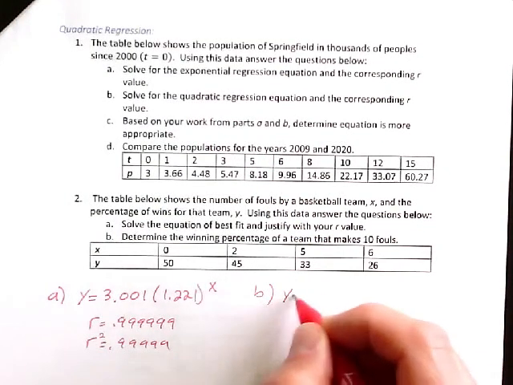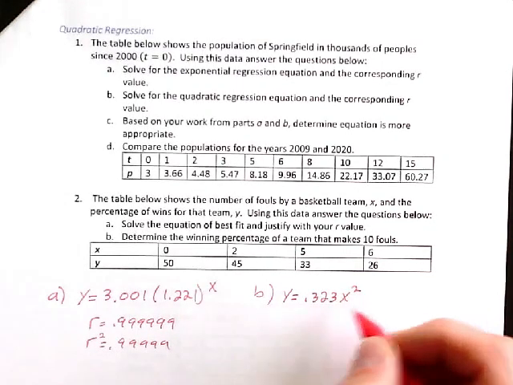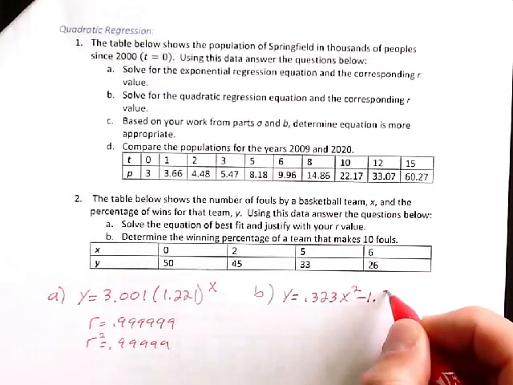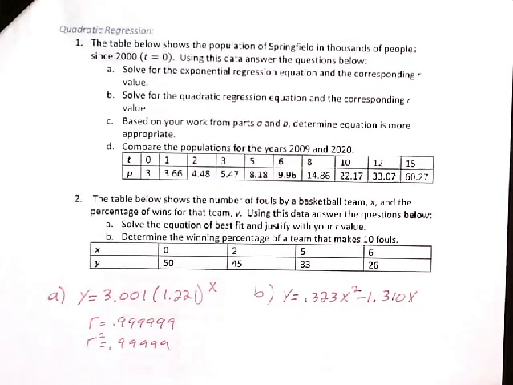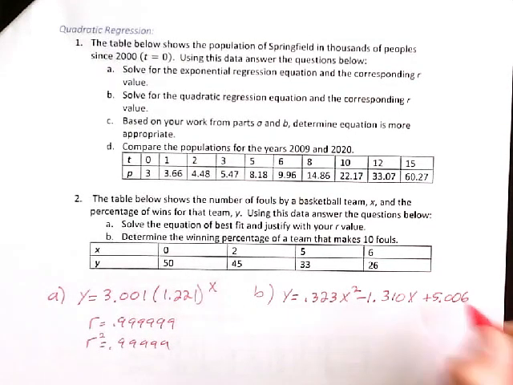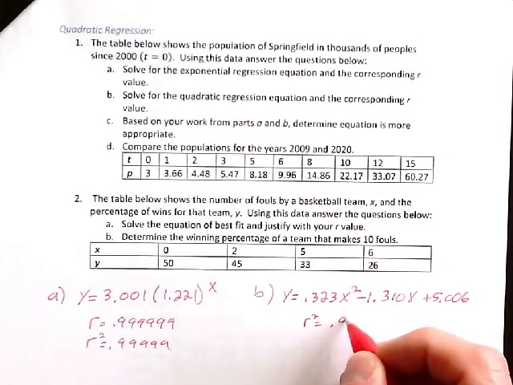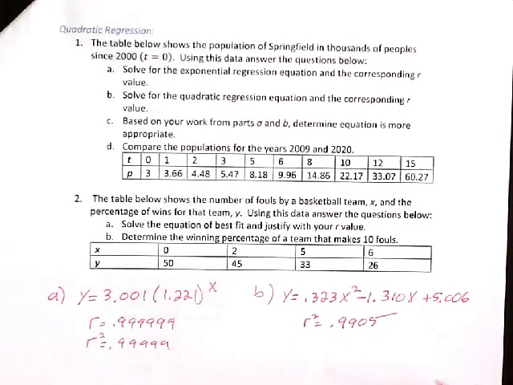Then when you look at B, the quadratic regression, y should have equaled 0.323x squared minus 1.310x plus 5.006. Your R squared value would have been 0.9905.